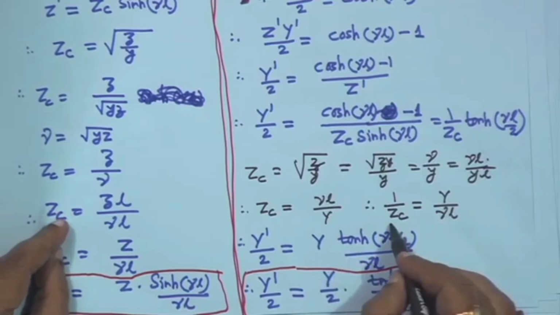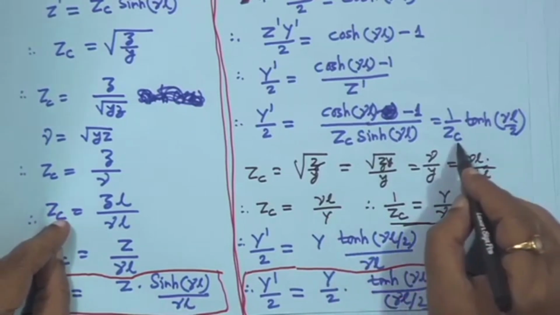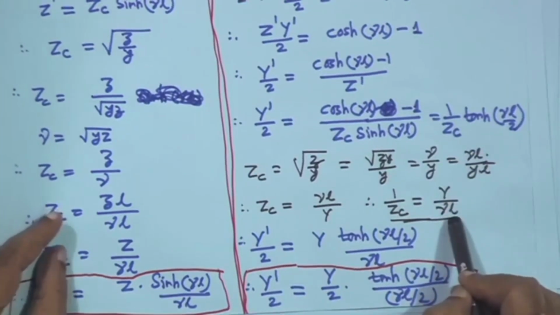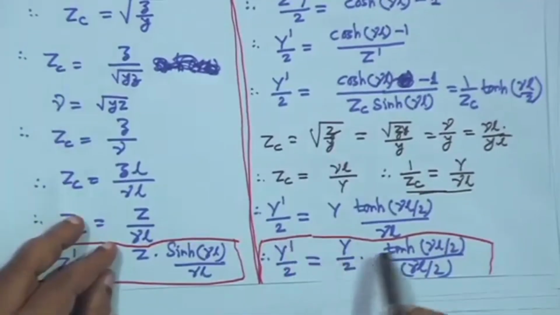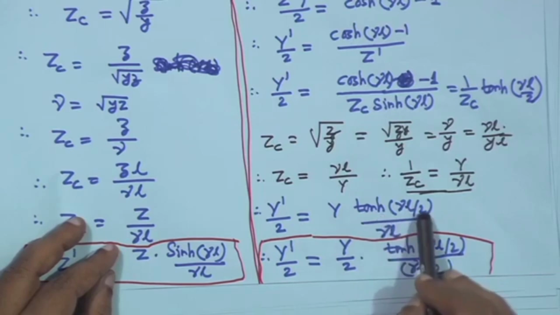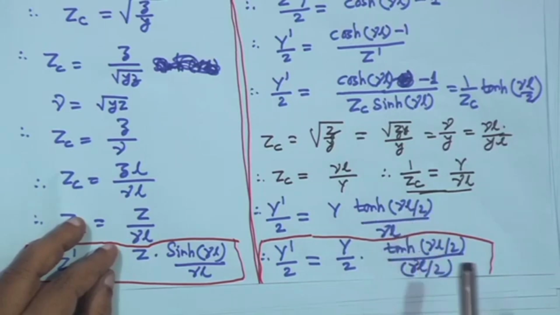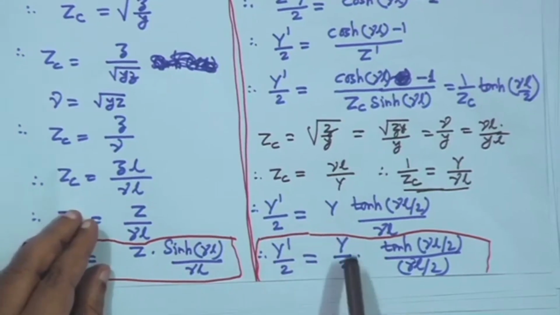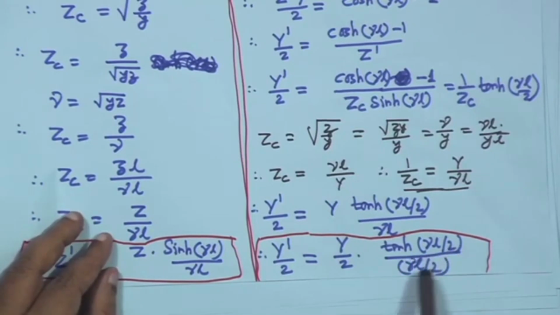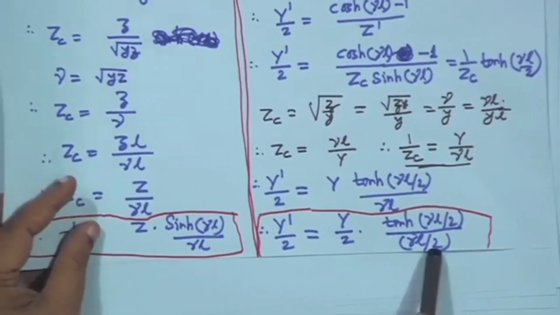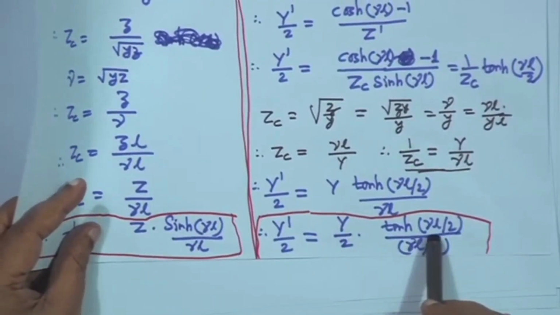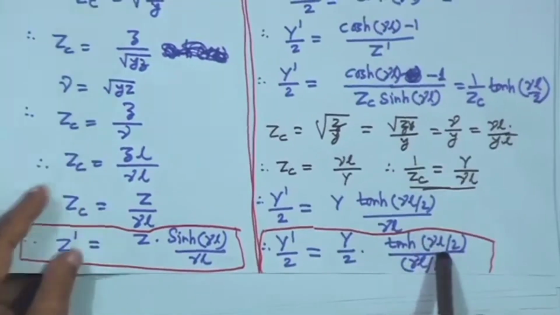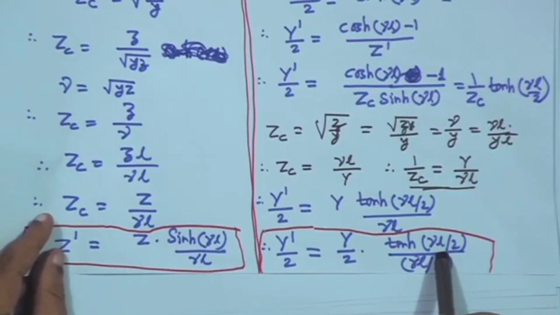So, here 1 upon Zc you put Y upon gamma L, then you will get Y dash by 2 is equal to Y tan hyperbolic gamma L by 2 divided by gamma L, right. That means, to make this Y dash by 2, here also you make Y by 2, but this one you write tan hyperbolic gamma L by 2 by gamma L by 2, because 2 will be cancelled actually. So, Y by 2 into tan hyperbolic gamma L by 2 over gamma L by 2. That means, this Y by 2 is multiplied by this factor for a long line in your pi representation, right.